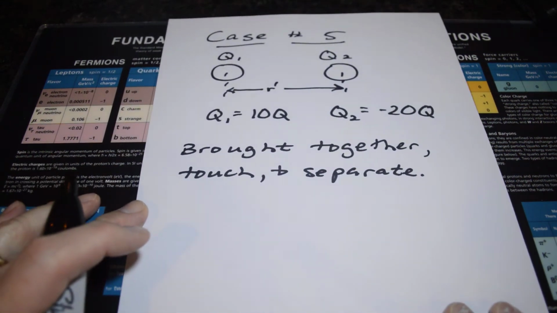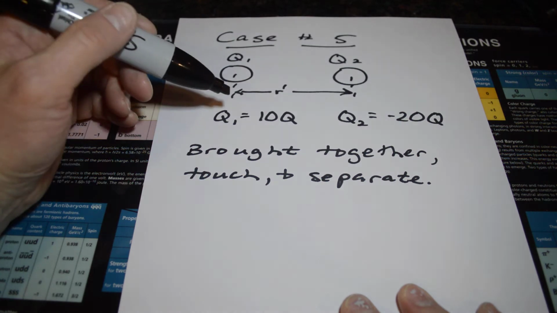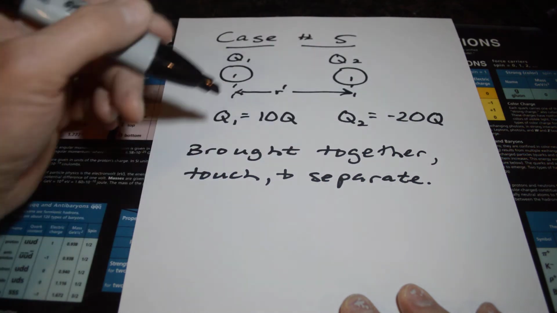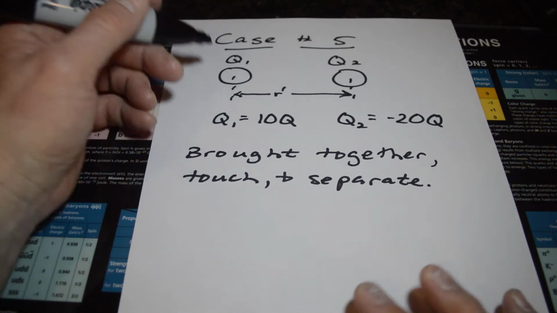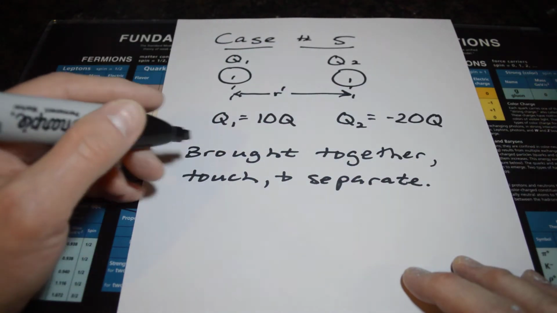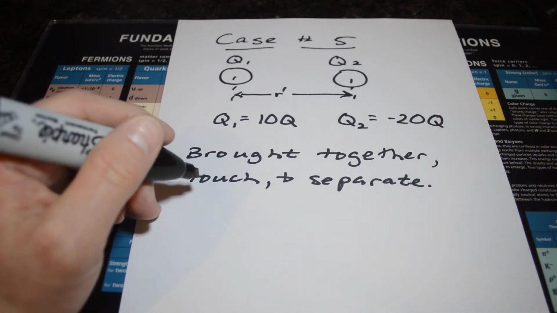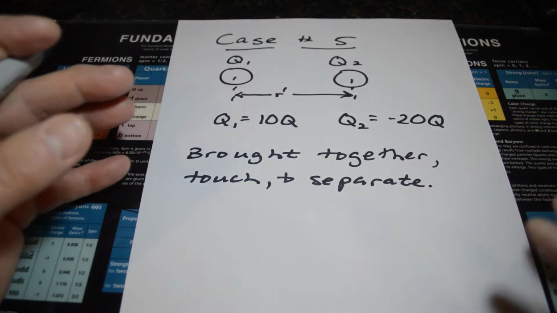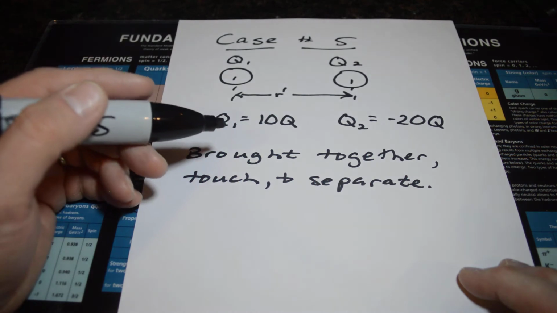Case 5, we talked about this before we left. How about if you have these situations where you take these Q1 and Q2 and change them, but you take those two conductors, bring them together, touch them, and then separate them. Okay, in this case, the force, if you touch them and separate them, you have to share the charge between those. So it's 10Q and 20Q.